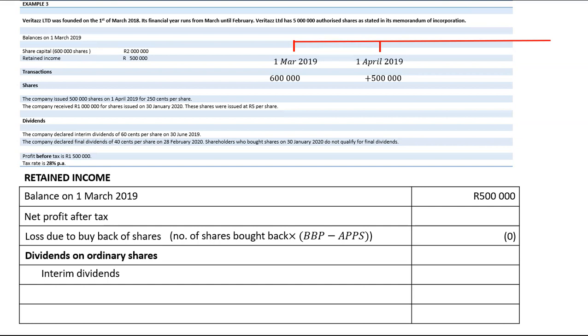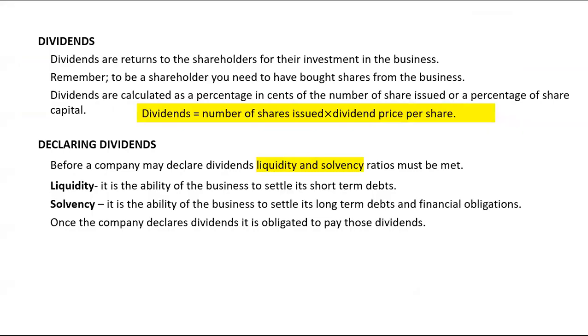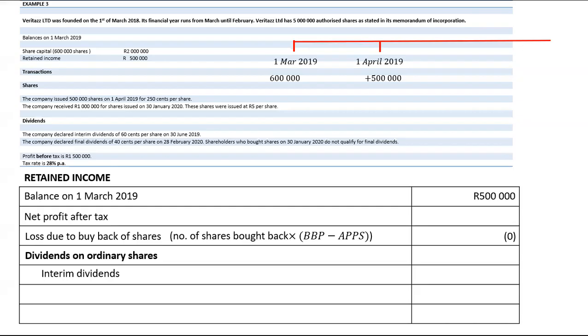But by June, how many shares were issued? Remember how we calculate dividends? You use this formula here. It is number of shares issued times dividends price per share. You need to ask yourself, when we declared interim dividends, how many shares were issued in total? We had 600,000 at the beginning of the year. We issued more shares on the 1st of April worth 500,000, meaning that by April, shares issued amounted to 1,100,000. And these are shares that were in issue when we declared and paid our interim dividends on the 30th of June. So to get our dividends on the 30th of June, we will just take 1,100,000 times 60 and divide it by 100. It'll give us 660,000, which will be our interim dividends.